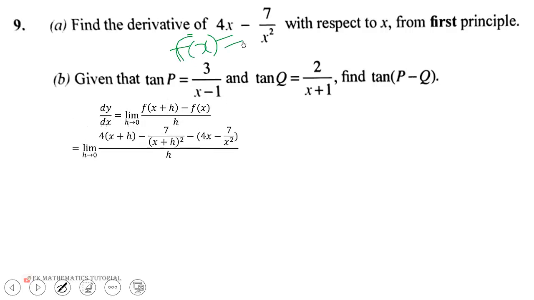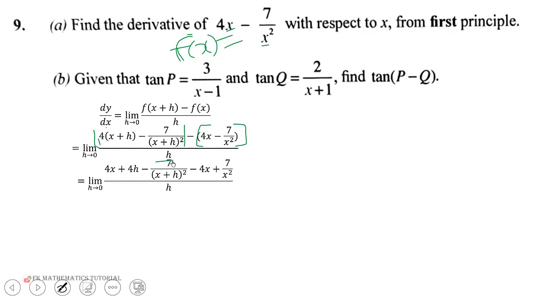So we just do substitution to find f of x plus h. Wherever you see x here, you put x plus h. So that will give us this expression here. Then we subtract from f of x, which is this expression here, and all divided by h.